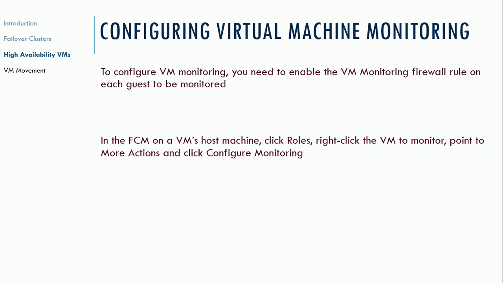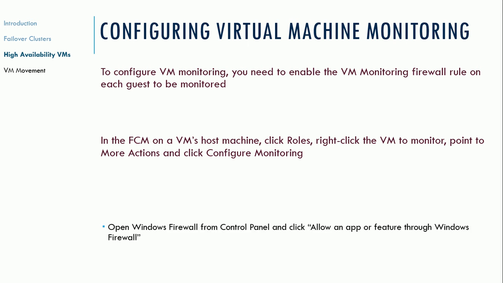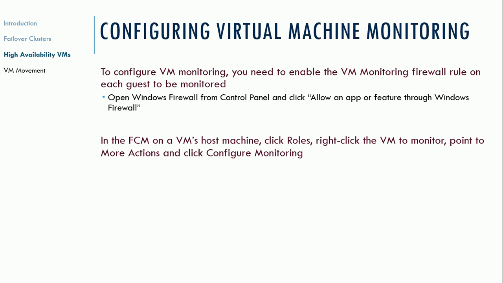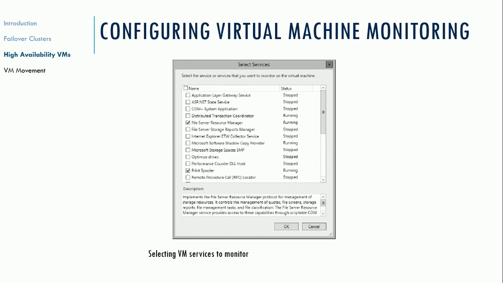You need to enable the VM monitoring firewall rule on each guest to be monitored. That way, because it uses TCP, it's going to need access to the machine. So from the firewall control panel, you're going to allow an app or feature through Windows Firewall, and then you're going to select the VM monitoring rule, and make sure that the domain checkbox is selected. So in the FCM on the VM's host machine, you're going to click Roles, right-click the VM to monitor, point to More Actions, then click Configure Monitoring, and you'll be able to monitor whichever services you select on that machine.